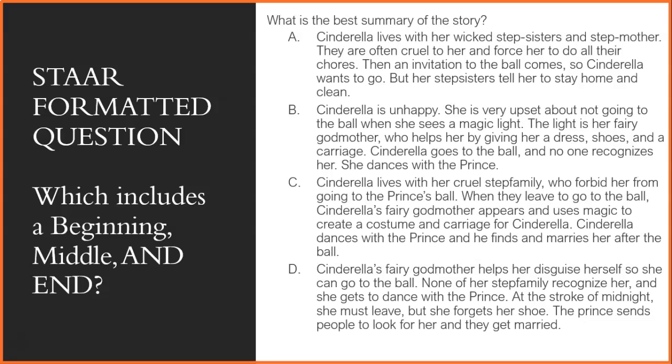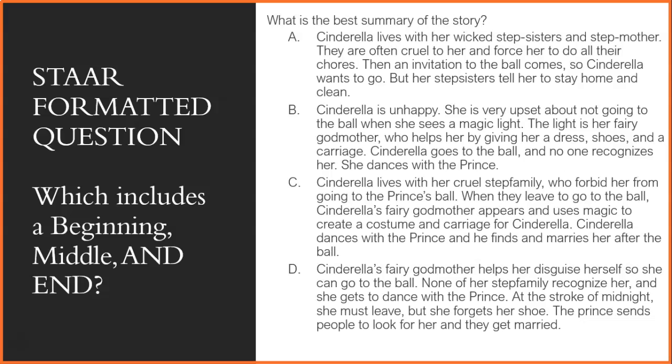Okay, so we've got a beginning. She lives with her stepfamily, and they won't let her go to the ball. We've got a middle. The fairy godmother appears and fixes her problems, so she goes to dance with the prince. And we've got an ending. He finds and marries her. That matches pretty much what we said for Somebody Wanted But So Then. So C is probably our correct answer, but we still have to check D.